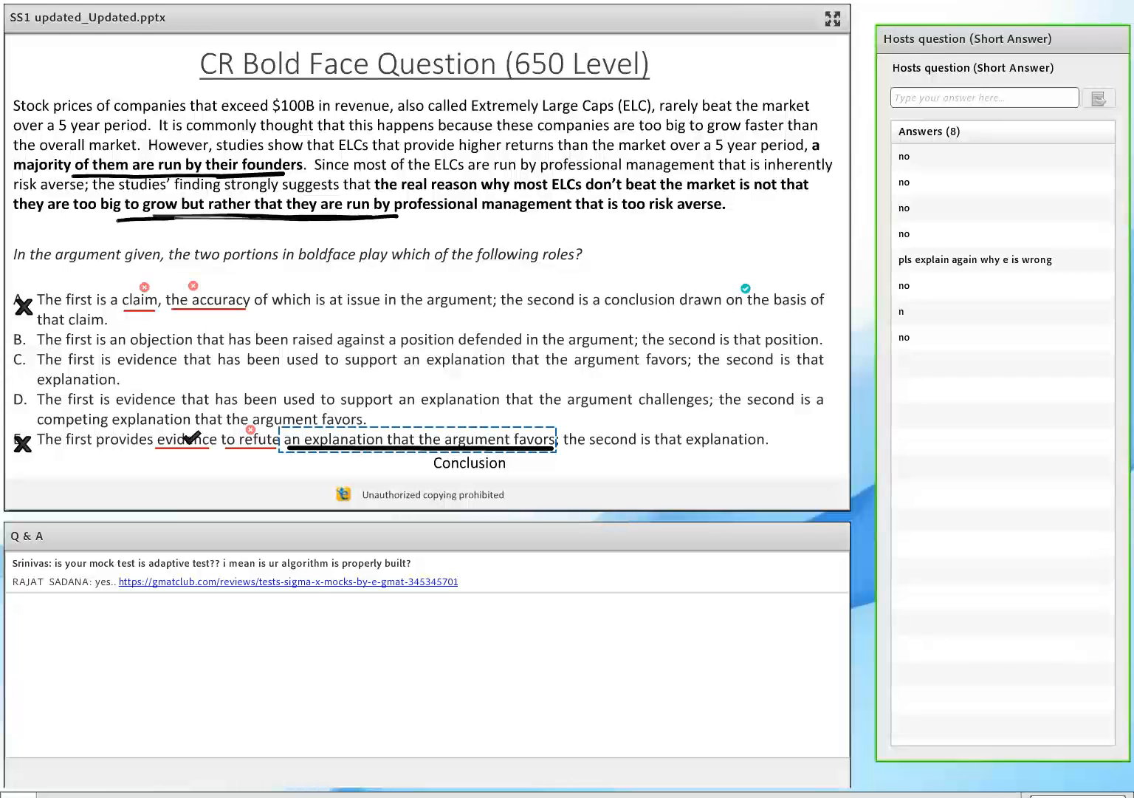But the real reason why most ELCs don't beat the market is not because they're too big to grow, but rather that they're run by professional management that is too risk averse. And the answer to that is no, it doesn't make you believe less. In fact, this statement, a majority of them are run by their founders, gives an example of ELCs that beat the market. So this actually makes you believe in the conclusion, which is why this word refute is wrong.